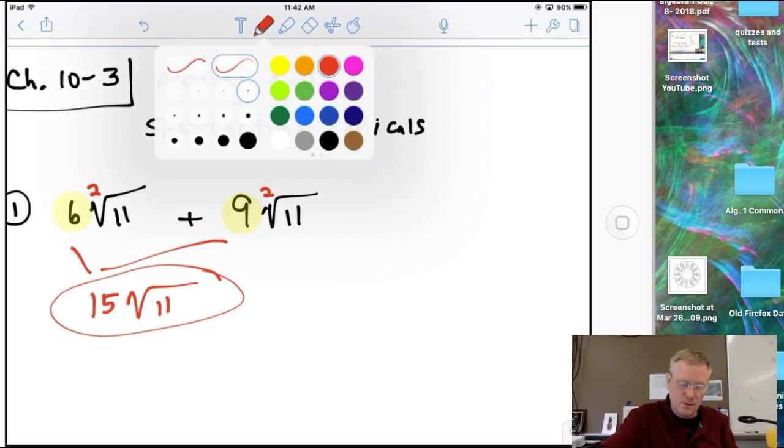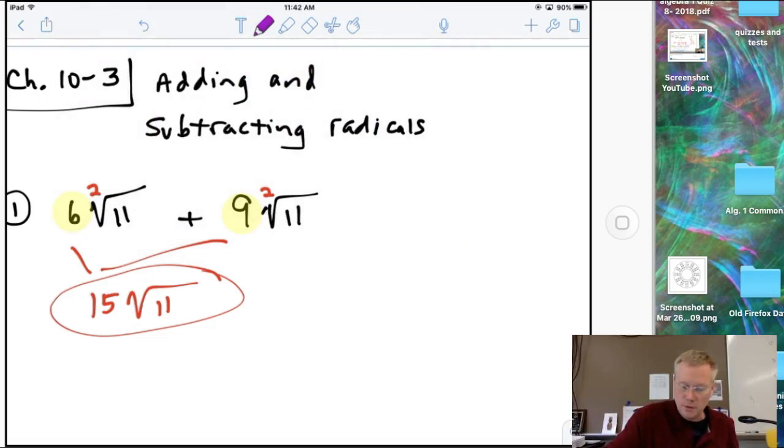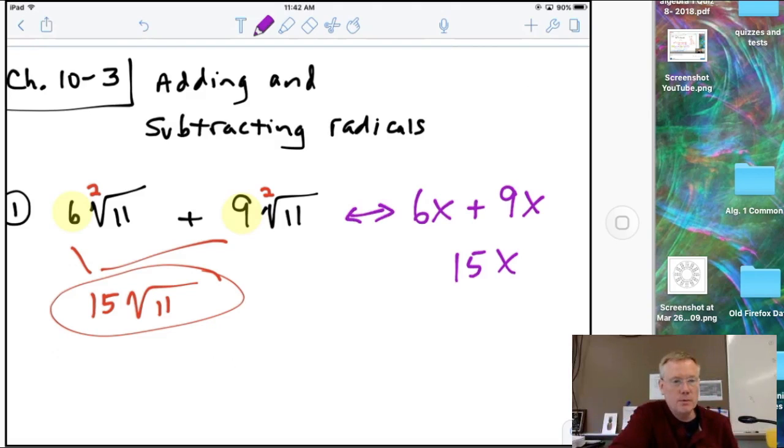There's actually a cool way that I was taught about radicals, and that's you can think about radicals as variables. If I was to take 6x and add 9x together, you get 15x. There's nothing complicated about that. This is really the same kind of thing as the problem we just did, except that the x is the square root of 11. So that's kind of a neat way to think about it. Keep that in mind as we're going through this, okay?